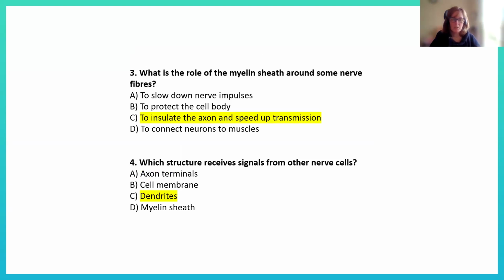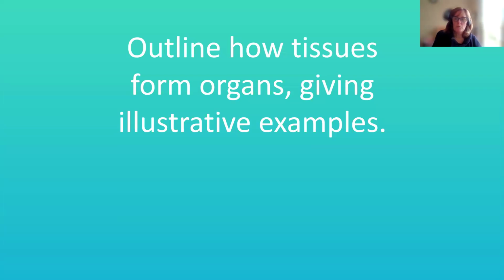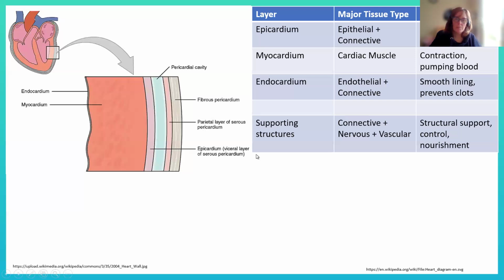Okay, I'm going to skip those because I just want to move on to this because I'm running out of time a little bit. Outline how tissues form organs and give examples. So what I want to show you is the heart. So this is the heart. You can see top left hand of the screen there. And if we zoom in on the wall of the heart here, you can see we have got several layers. We've got an epicardium, a myocardium. We've actually got an endocardium as well.